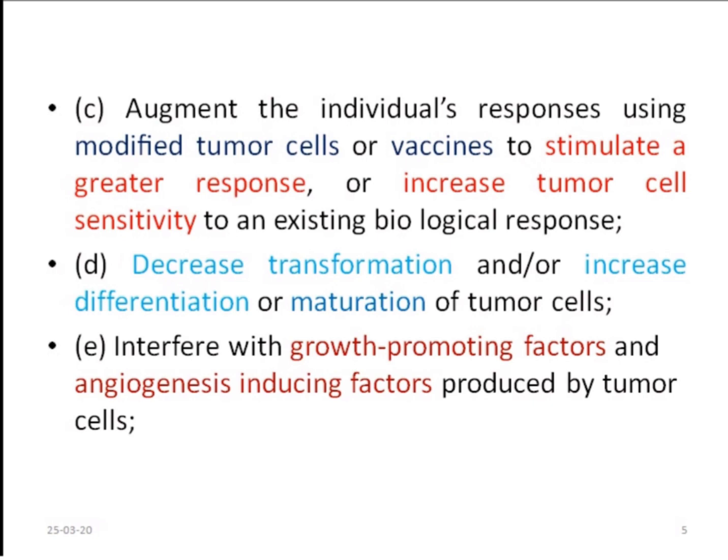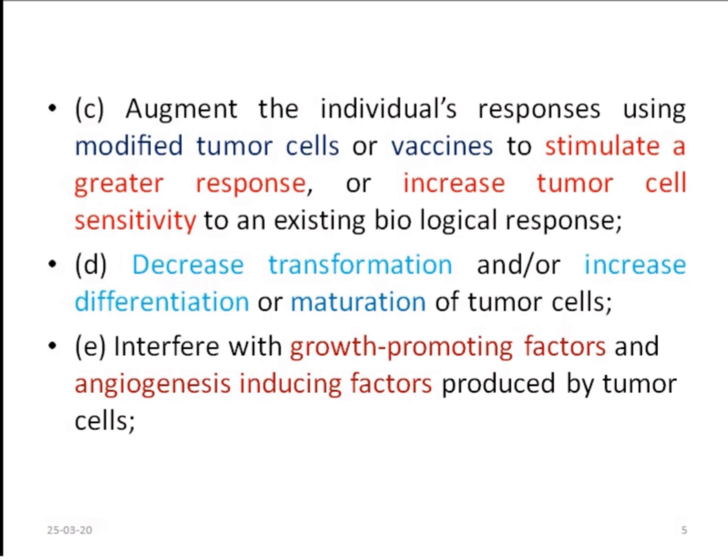What does it mean? They decrease the transformation. Ultimately, you know that when one cell divides and forms another cell, they go through various processes, right? They go through proliferation, then transformation, and differentiation. So first, a normal cell converts into a cancer cell, that is transformation. Either these agents will control that transformation process, or they will control the differentiation process, or they will control the maturation process. Means the tumor cell is formed but should not get matured, so they'll control that maturation process as well.